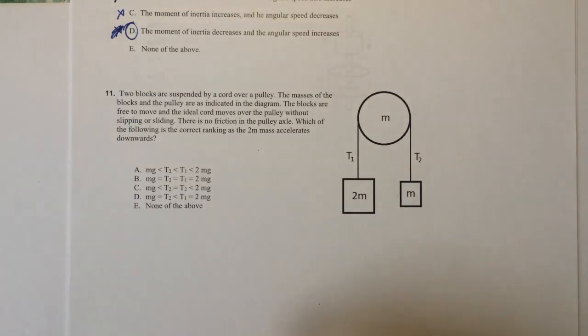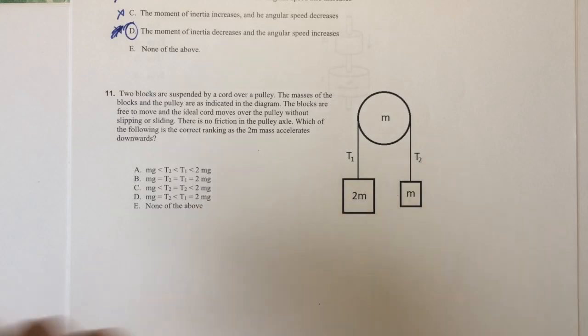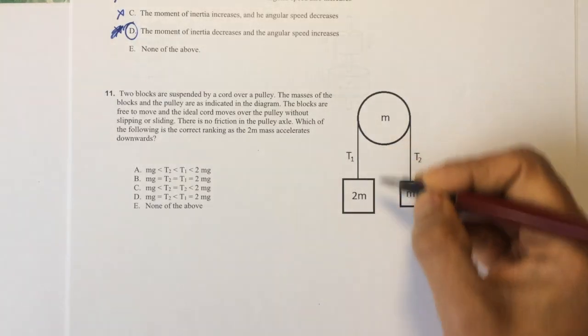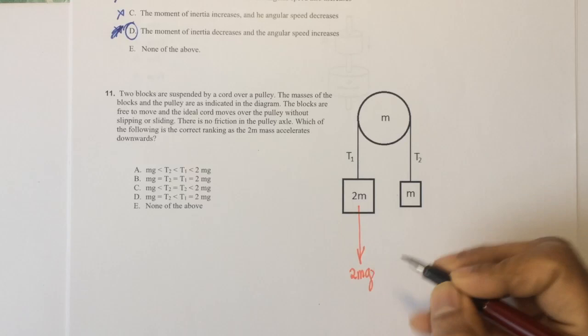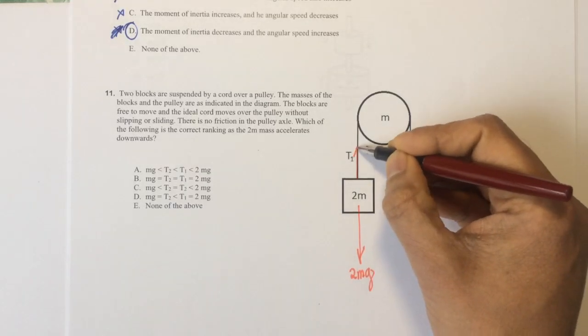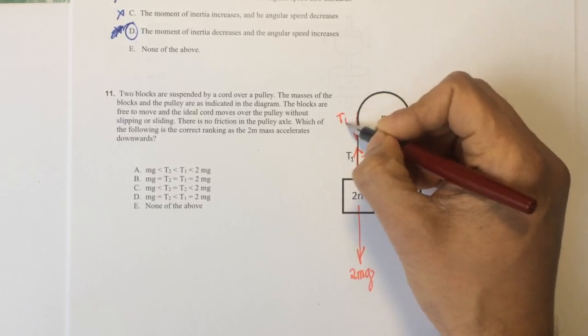There's no friction. Which of the following is the correct ranking? So the best way to solve this problem is to simply draw the free body diagrams here. So I'll draw them. This is going to be 2mg, and that's going to be T1. For the pulley, it's going to be an equal and opposite T1 here.